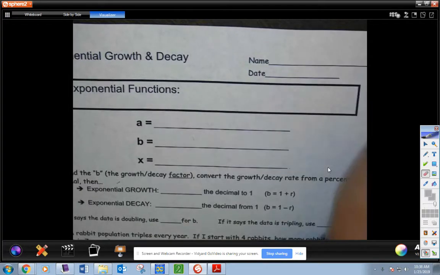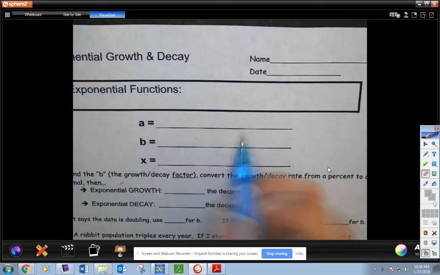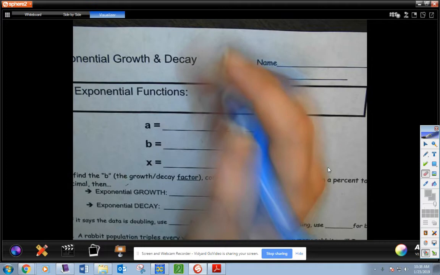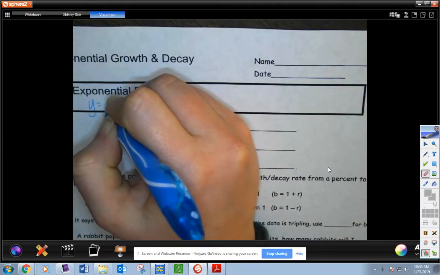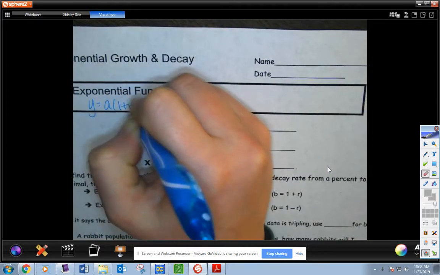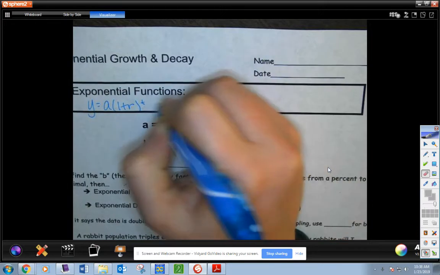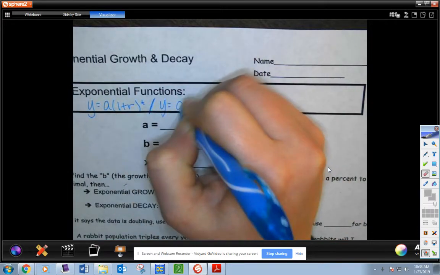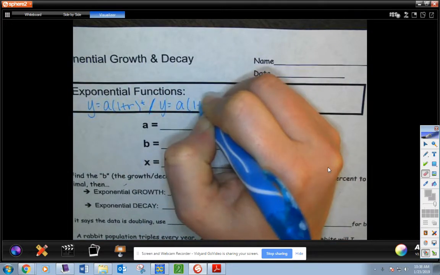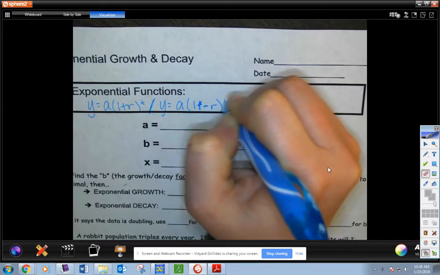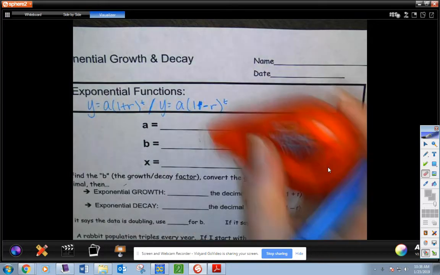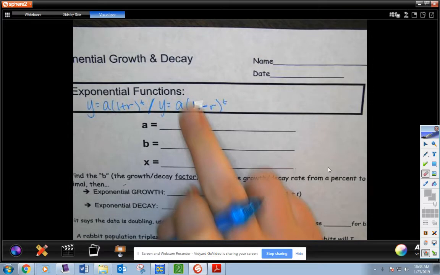So exponential functions, when we're talking about growth and decay, you've already seen the function y equals a times 1 plus r to the t, and the equation y equals a times 1 minus r to the t. Get rid of that. That was my mistake there.